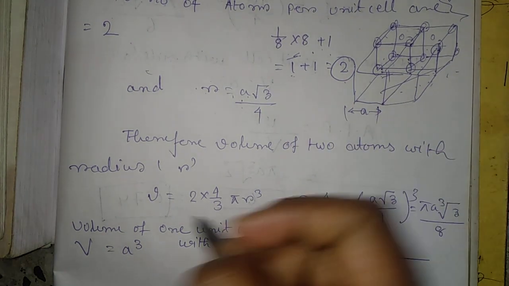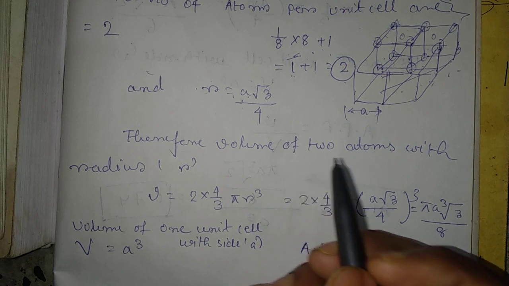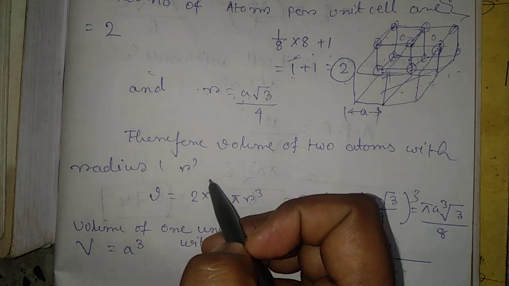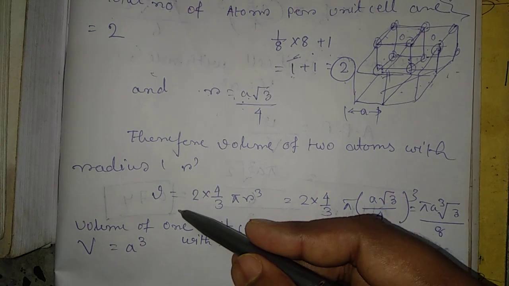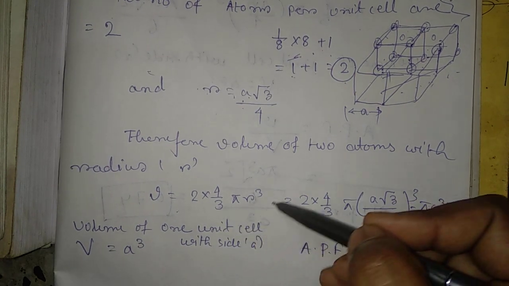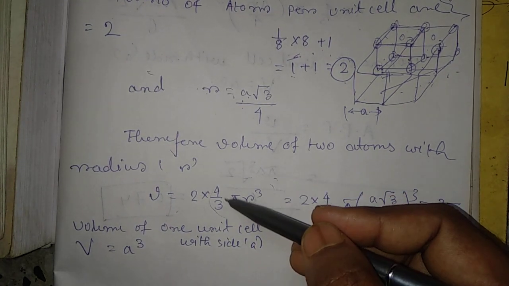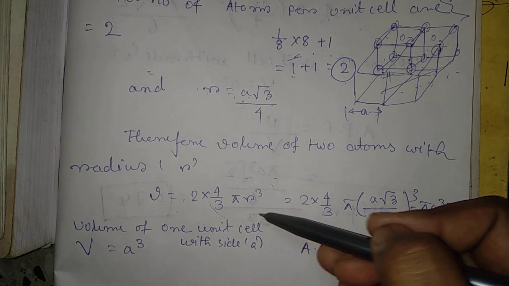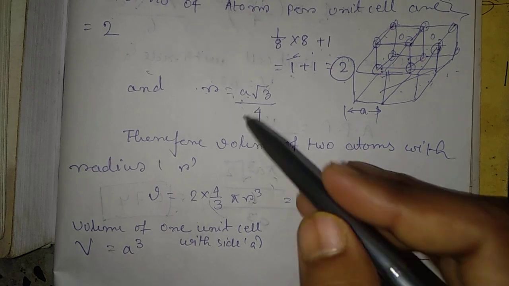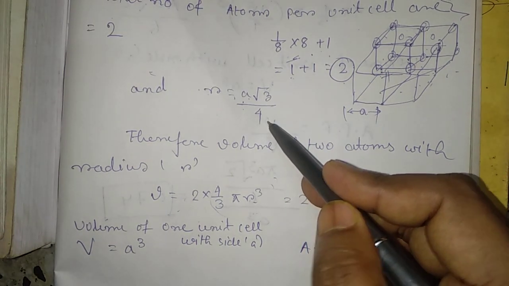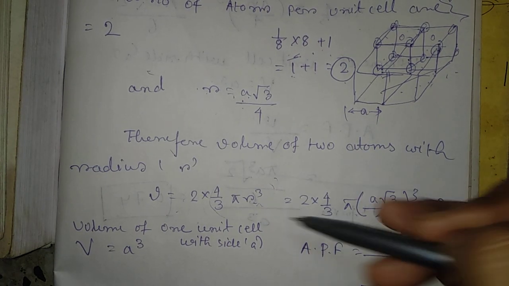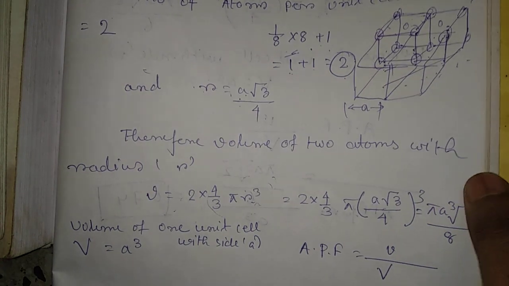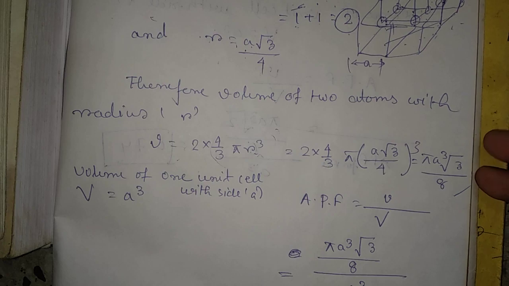Now just imagine that. The total volume of 2 atoms, whose radius is R, we can calculate as small v. One atom's volume is 4/3 pi r cubed, so the volume of 2 atoms will be 2 times 4/3 pi r cubed. Since R equals a root 3 by 4, writing in terms of a, v equals pi a cubed root 3 by 8.